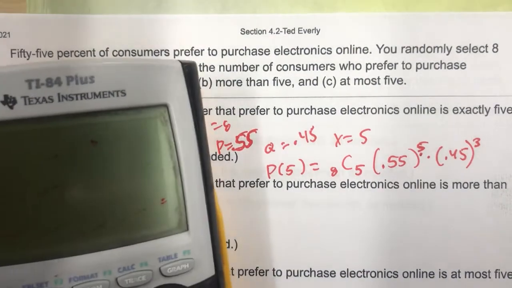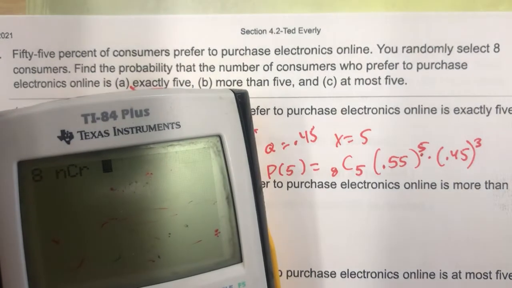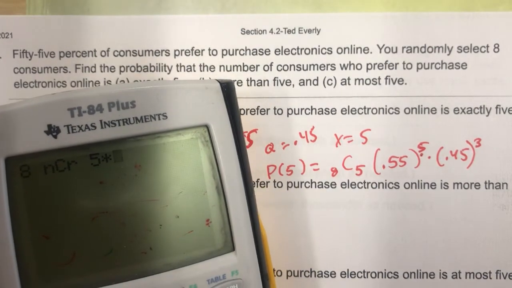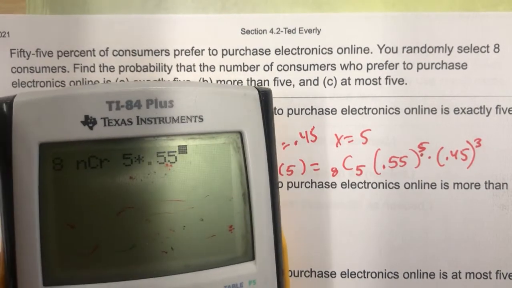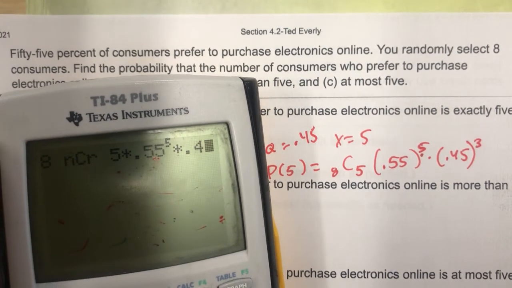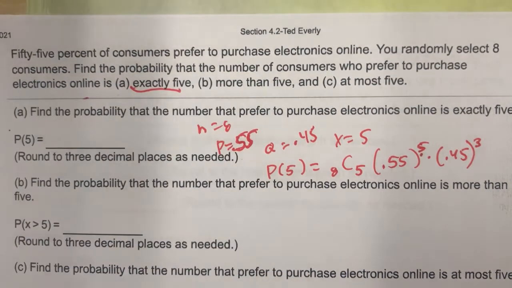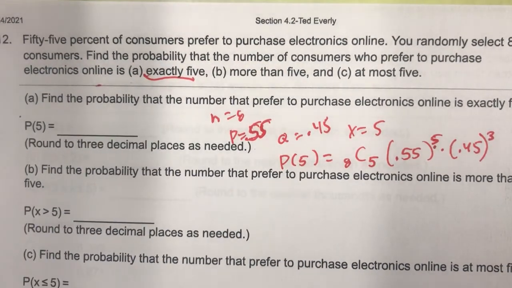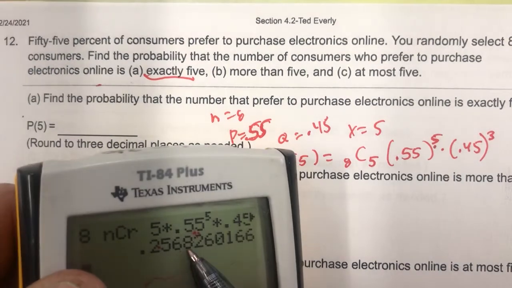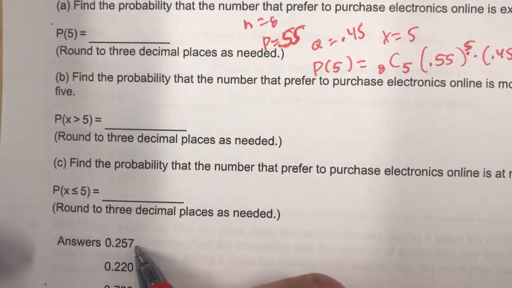All right, so let's see here. 8 nCr 5 times 0.55 to the 5th power times 0.45 to the 3rd power. And there we go, 0.256. Well, it rounds, look here. 0.2568, the 8 makes the 6 go up to 7. And then we see it right there. That's the right answer.